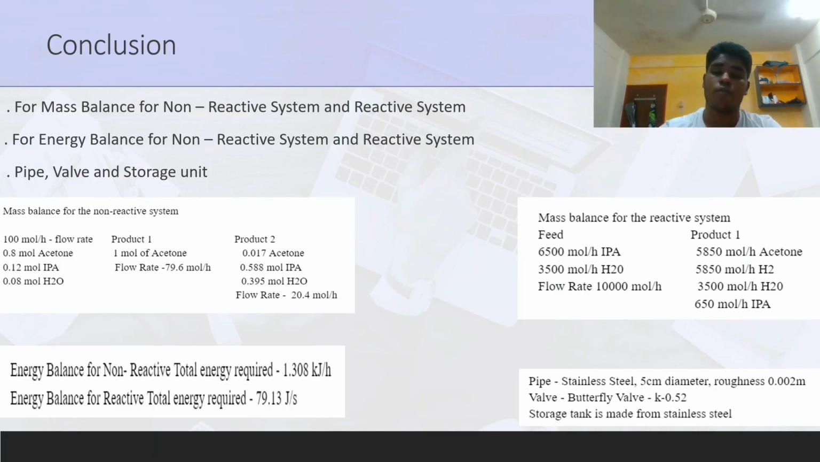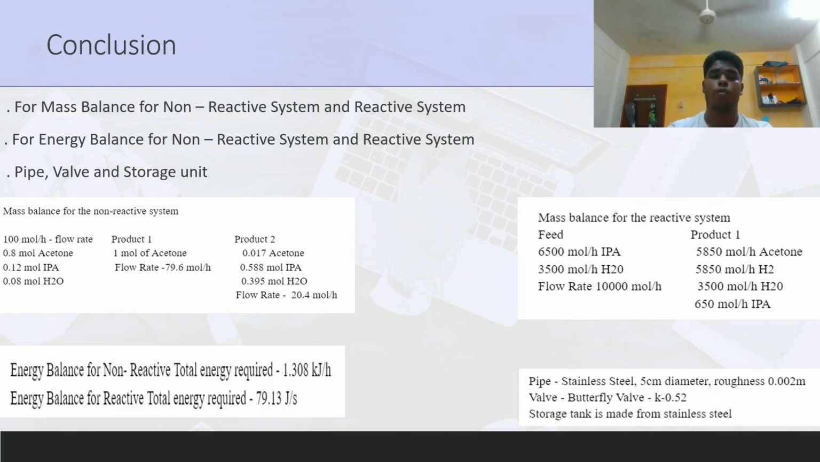Now I'll be talking about the mass balance for the reactive system, which is the reactor. The product from the reactor contains 5,850 moles of acetone, 5,850 moles of H2O, 3,500 moles per hour of H2O, and finally 650 moles per hour of IPA. Now I'll be moving on to the energy balance for the reactive system and non-reactive system. The total energy required for a reactive system is 1.308 kilojoules per hour, but the total energy required for a non-reactive system is 79.13 joules per second.